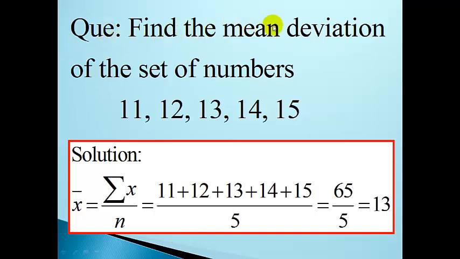Example: find the mean deviation of the set of numbers 11, 12, 13, 14, and 15. We first have to find the mean, and the mean is the summation of the x values divided by the total. So we sum them: 11 plus 12 plus 13 plus 14 plus 15, divided by 5, which is the number of occurrences, 1, 2, 3, 4, 5. This is equal to 65 divided by 5, and the answer is 13. That means that the mean x bar is equal to 13.